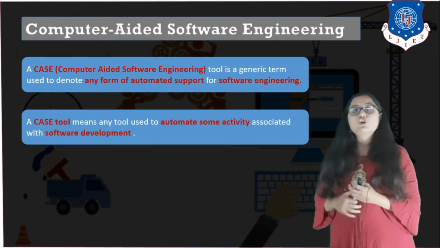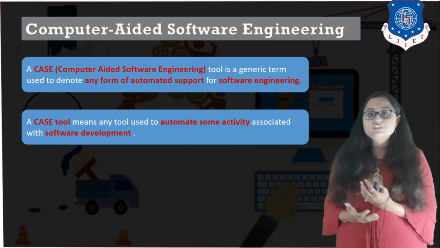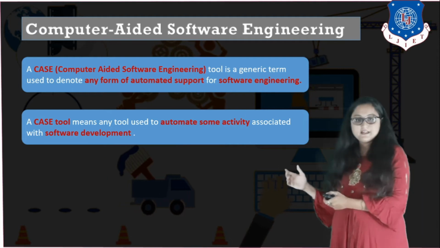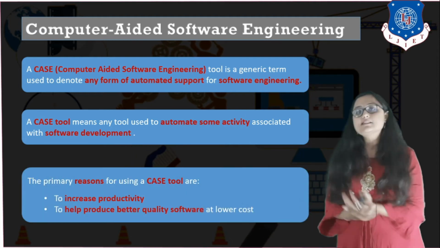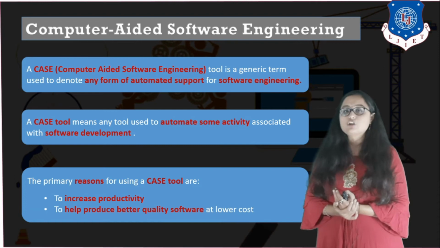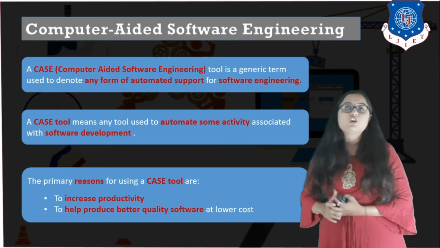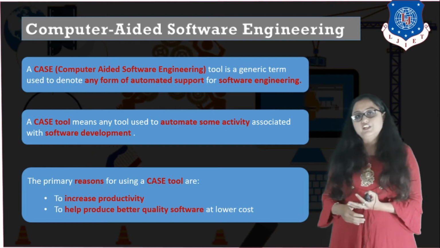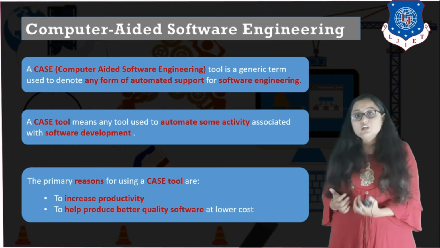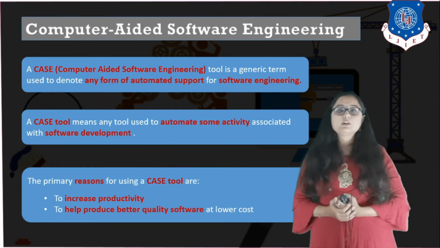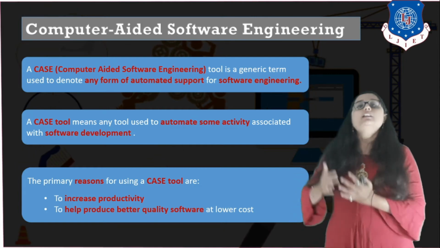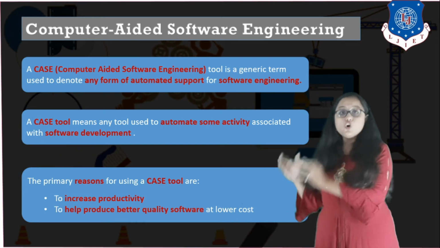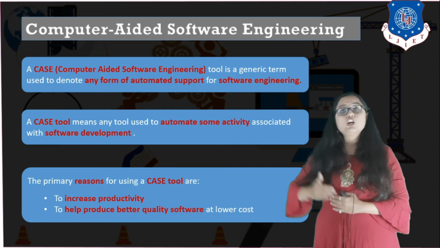So it means you are automating some of the activities, or you can say all of the activities of software engineering or software development. Now what is the reason for automating software activity? The main reason is obviously the reduction in time, right? Because if you are performing any activity with manual help, for example, if you are doing testing manually, then the tester will have to do everything on his own, right? So that will take a longer amount of time.